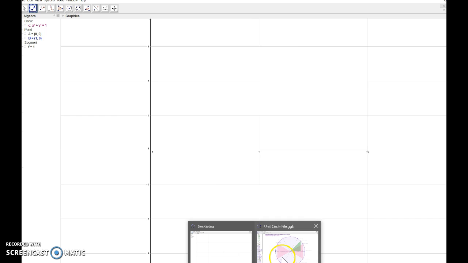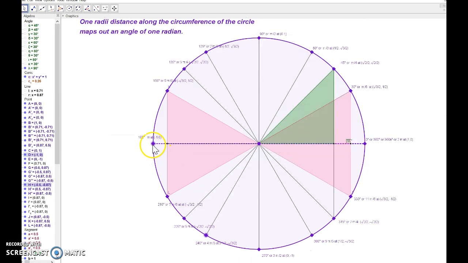So let's go to our unit circle and look at pi radians. Pi radians is this angle right here at 180. Well, there is no height here. So at pi, my value is going to be 0.